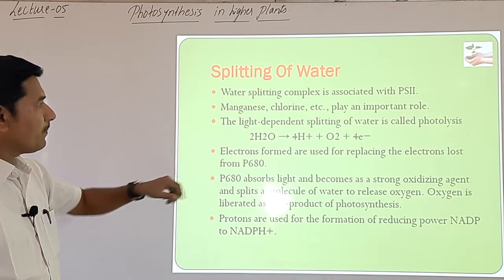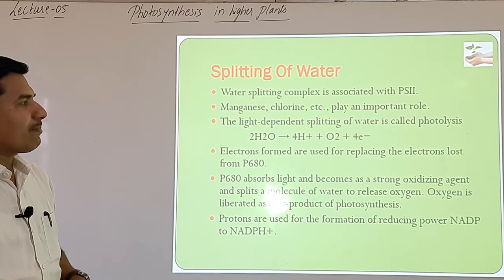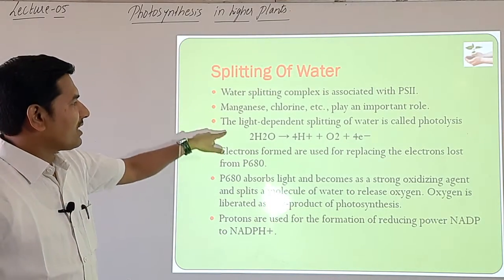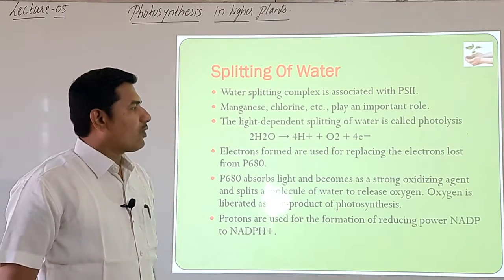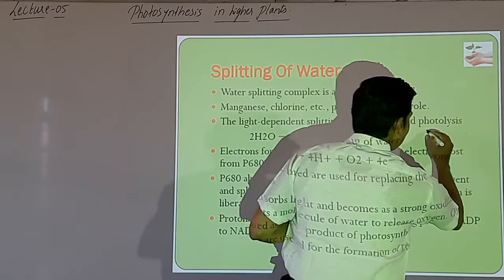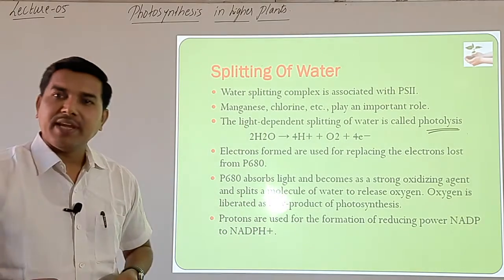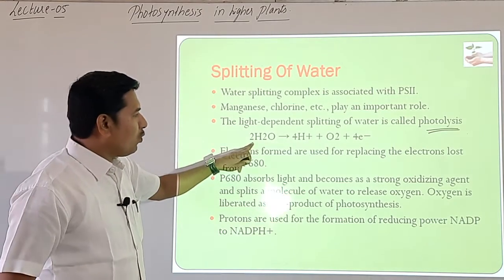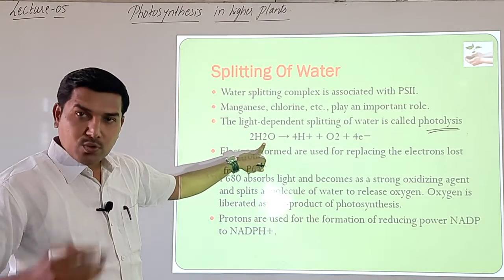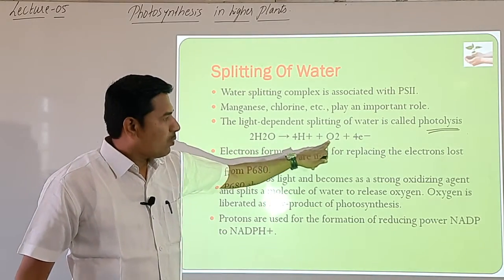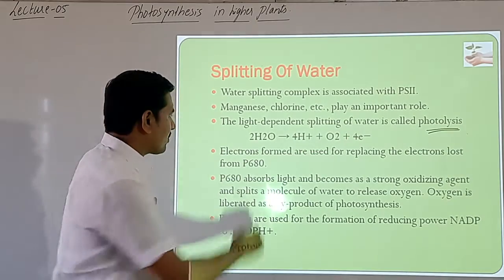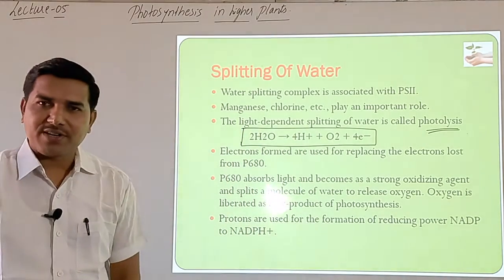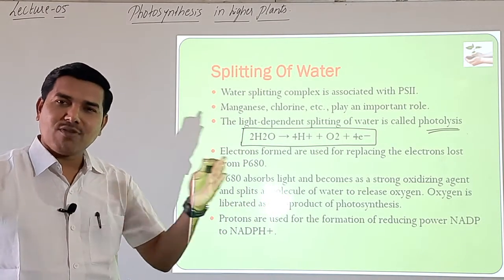So let's see what it is. Manganese, chlorine etc. play an important role in splitting up of water when light falls on the leaf. Here, the light dependent splitting of water is called photolysis. What is photolysis? Splitting of water in the presence of sunlight is called photolysis. Here 2 molecules of water are broken down to release 4 protons, 1 molecule of oxygen and 4 electrons. This is the exact process which occurs during photolysis of water.